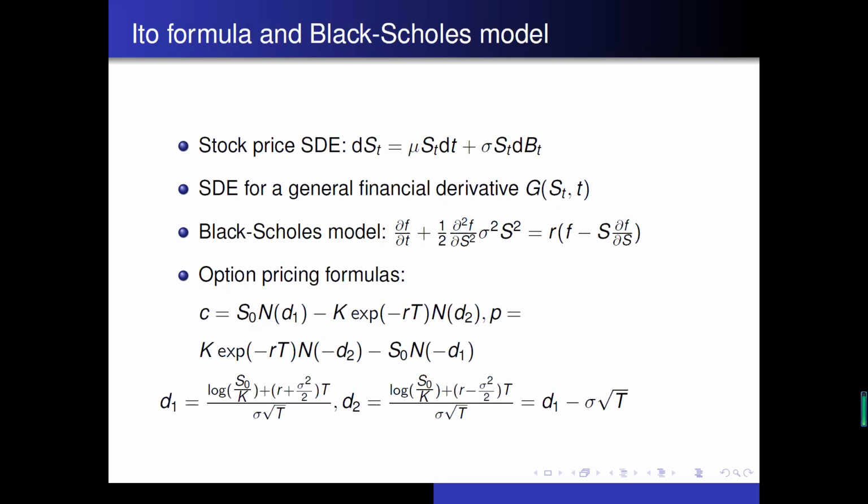Next, we learn the Ito formula and the Black-Scholes model for determining the stochastic differential equation satisfied by the stock price as well as the stochastic differential equation satisfied by the financial derivatives. So for the stock price, that stochastic differential equation is dS_t equals mu S_t dt plus sigma S_t dB_t, where B_t is the standard Wiener process. So we can write the stochastic differential equation for a general financial derivative.